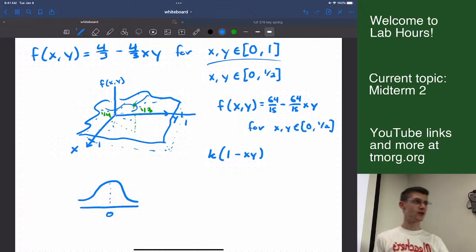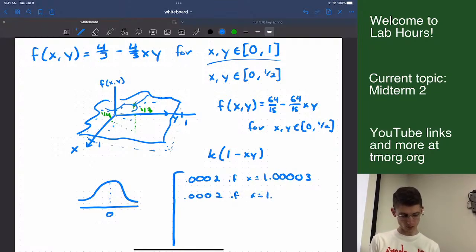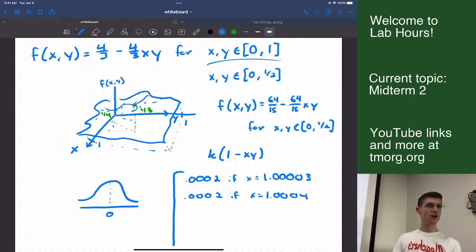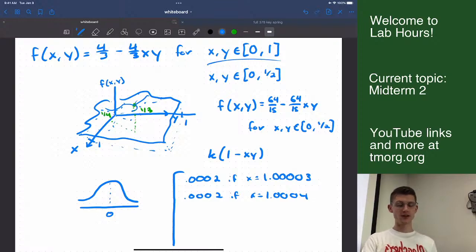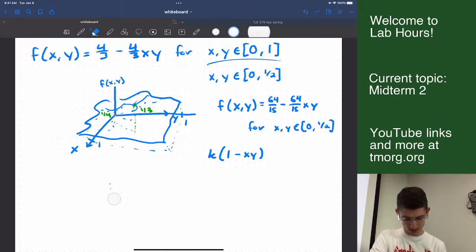in a continuous function. It's no longer discrete, because if it were discrete, the brackets would have to be infinitely long, and it would be 0.0002 if x is equal to 1.00003 and 0.0002 if x is equal to 1.0004. You get what I'm saying, right? This is why we use functions and integrals instead of tables and sums now. So that's the first thing to keep in mind, okay?